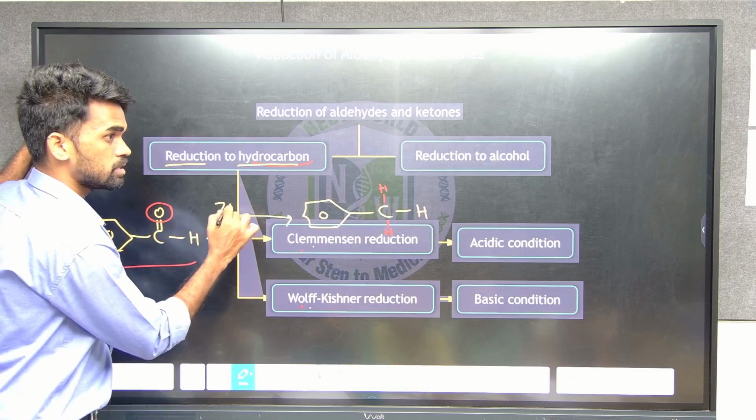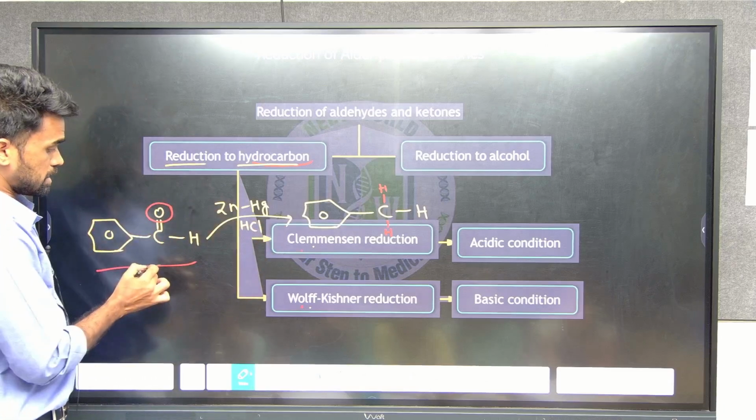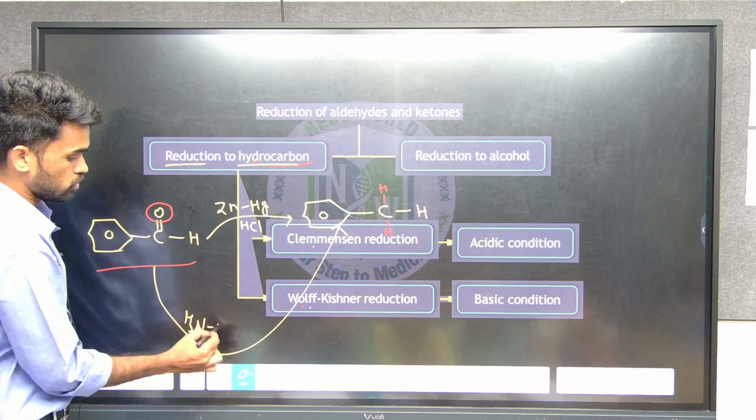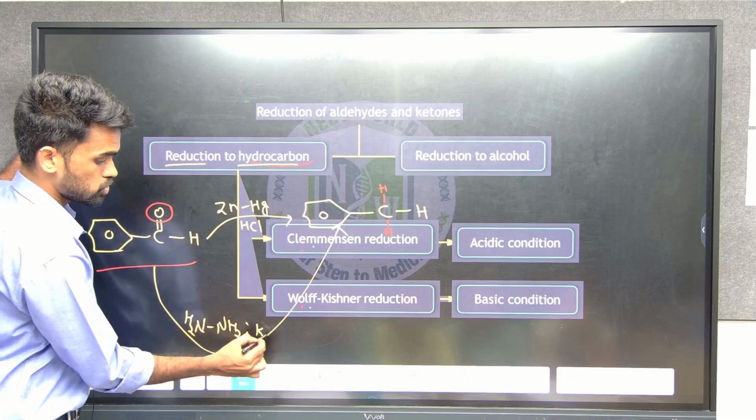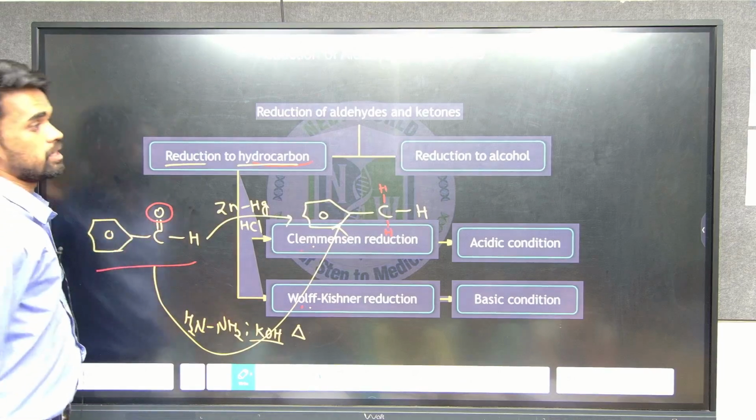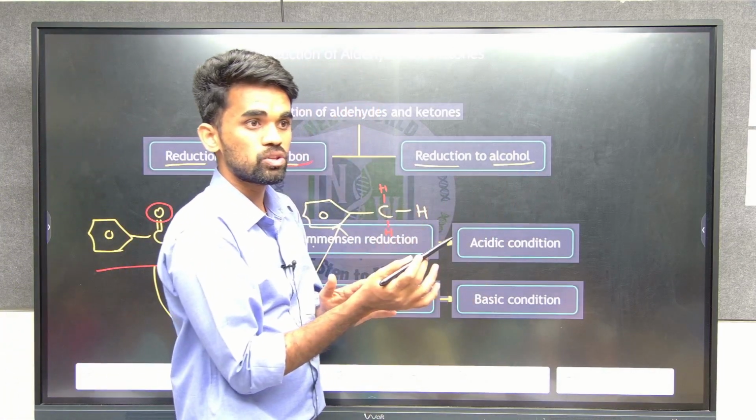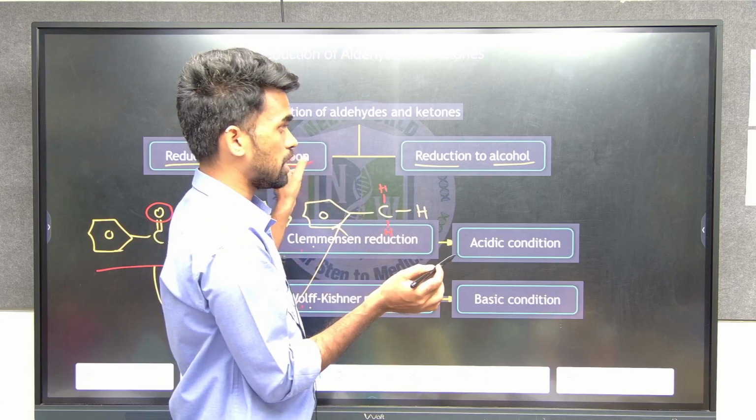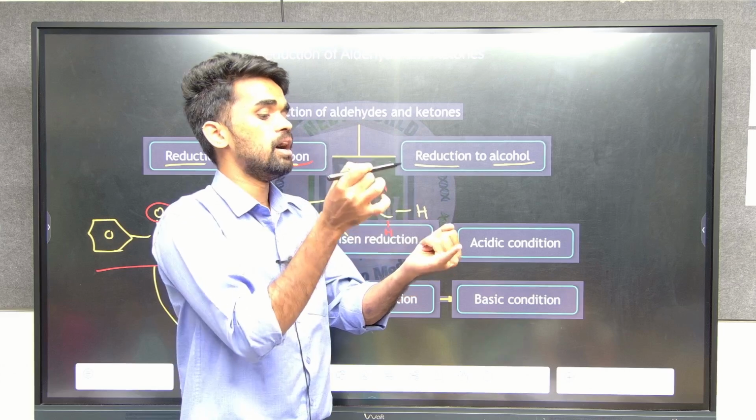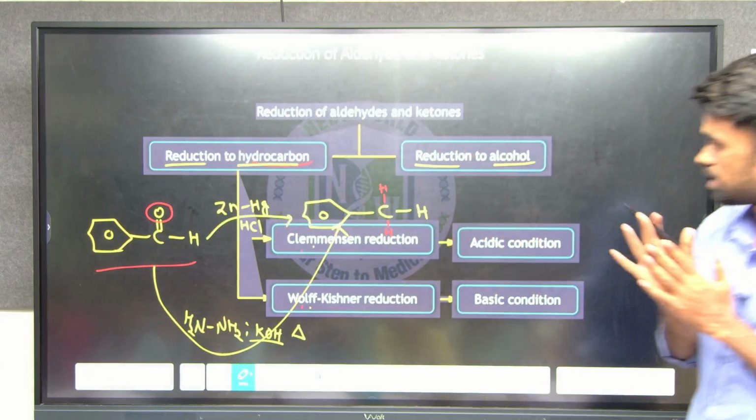Zinc amalgam in acidic medium like HCl. Done. Next, Wolff-Kishner reduction: hydrazine NH2NH2, KOH, basic medium, upon heating. Okay, this is done. Now reduction to alcohols, we have many ways. What are those? Carbonyl compounds can be treated with lithium aluminum hydride, sodium borohydride, B2H6, right? These are the things.